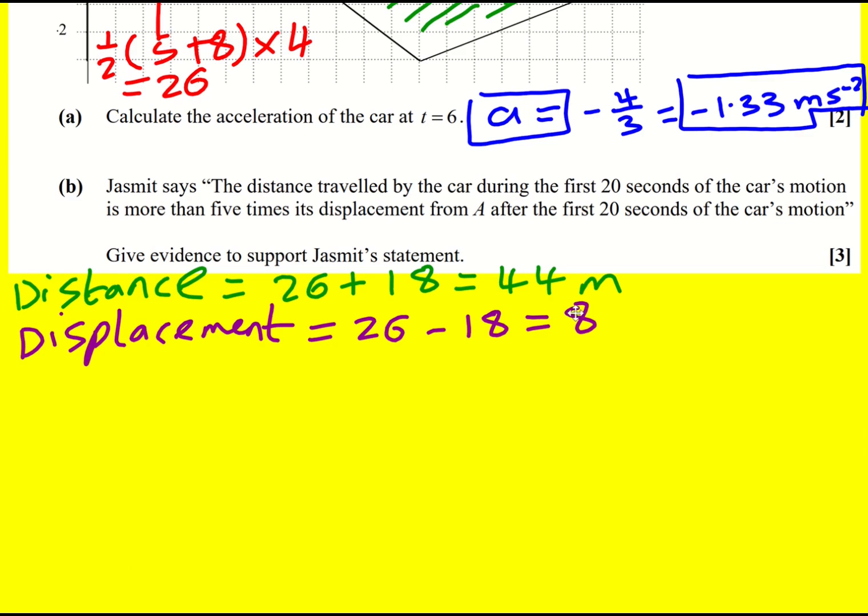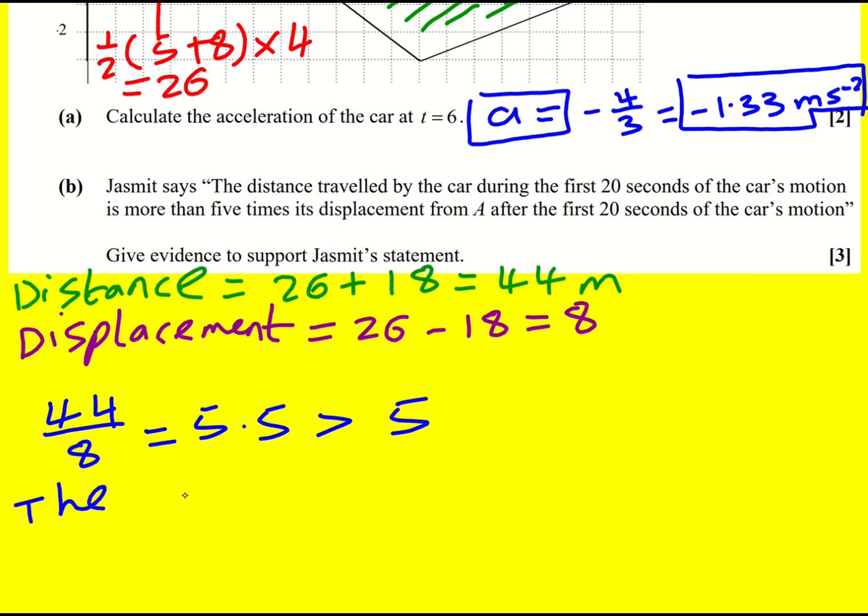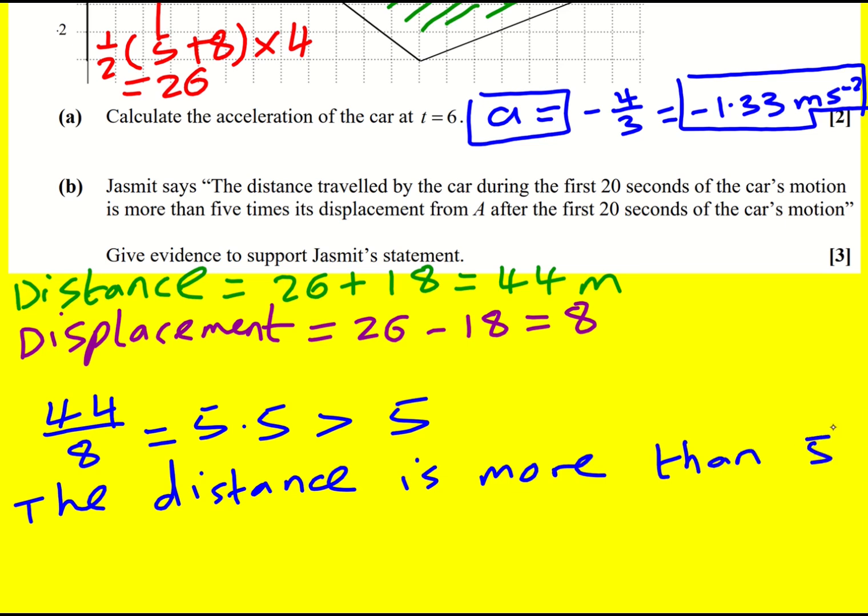Now, we're interested in how much bigger this one is than that one. So the way I did it is I just divided them. 44 divided by 8 is actually equal to 5.5, and this is greater than 5. The distance is more than 5 times the displacement.